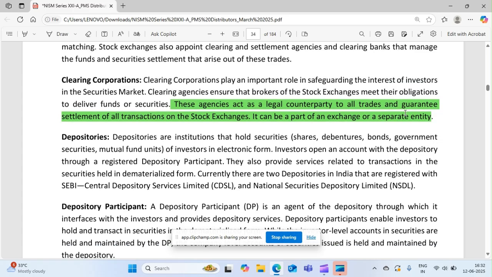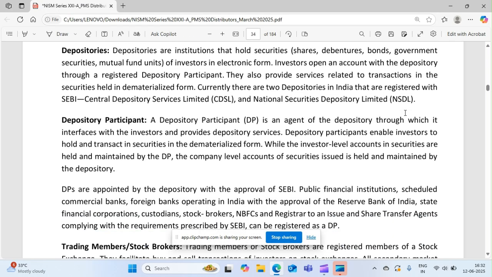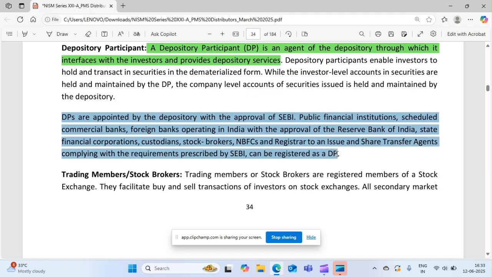Okay. What is a depository? An entity that holds securities, which we have already learned, in electronic format. What is a depository participant? Depository participants are agents of depository, right? They act on behalf of depositories and they perform all the jobs which are supposed to be done as part of securities settlement, right? So they actually open the account of the investors, help in transferring the securities, receiving the securities, pledging of securities, many other activities that these DPs are doing, and they are appointed by the depository with the approval of SEBI, and many different entities are eligible to become DP.